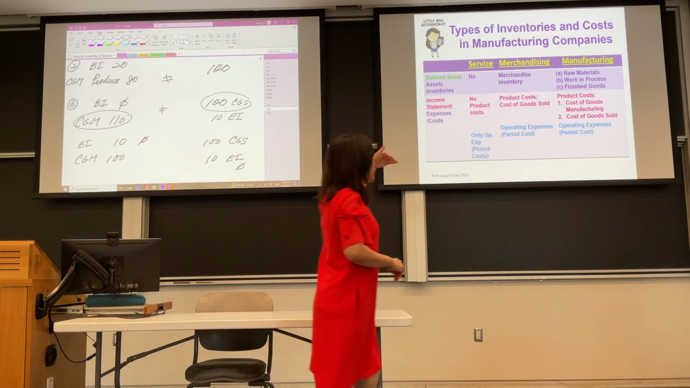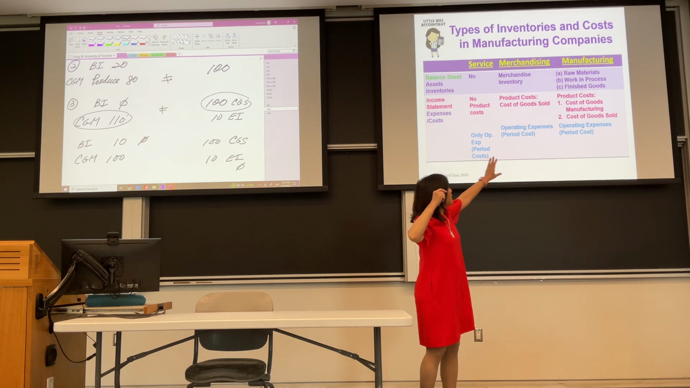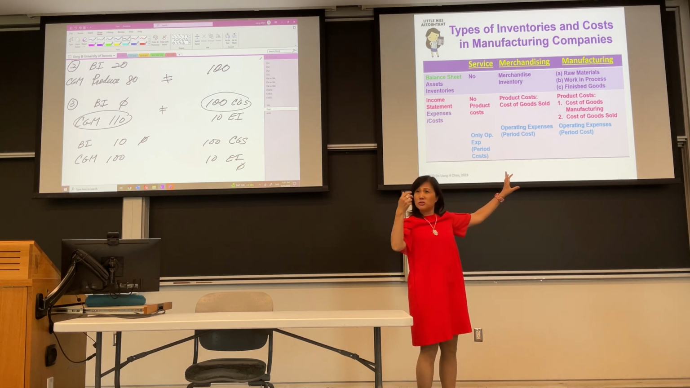In terms of the income statement, there are 2 stages. Number 1 is called cost of goods manufactured. How much does it cost to make the product? And then cost of goods sold.